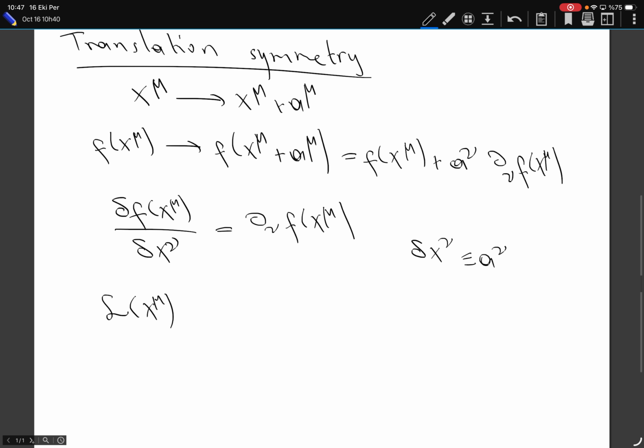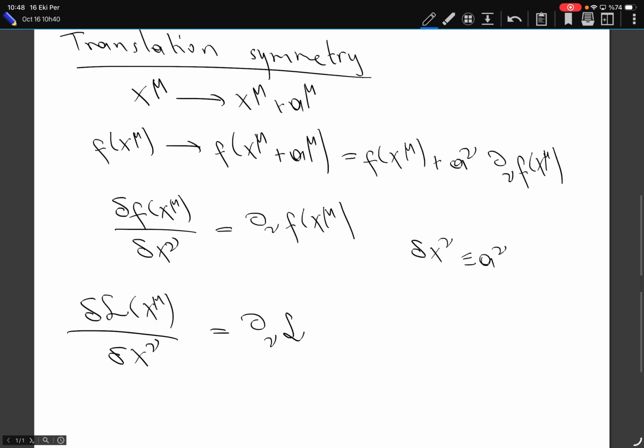But the Lagrangian still depends on the coordinates through the fields themselves. So if you make a translation, the Lagrangian will change, but it will change by a total derivative. You see, when we were using the Noether theorem, we said that the Lagrangian should be invariant, or the change in the Lagrangian should be a total derivative, or divergence, or gradient.